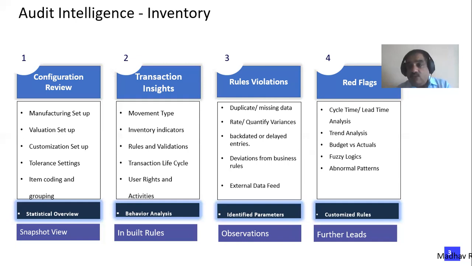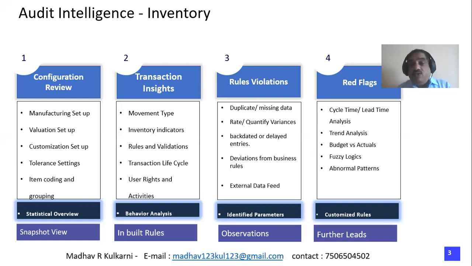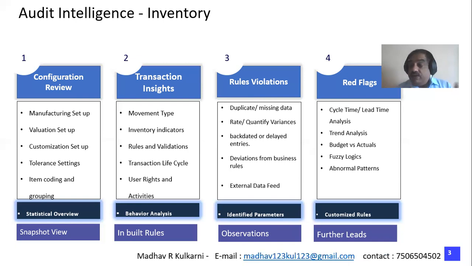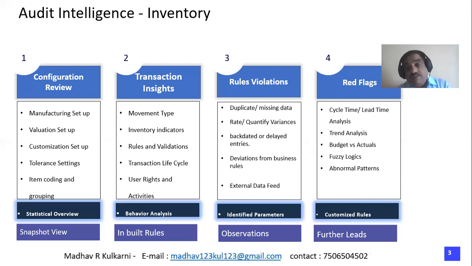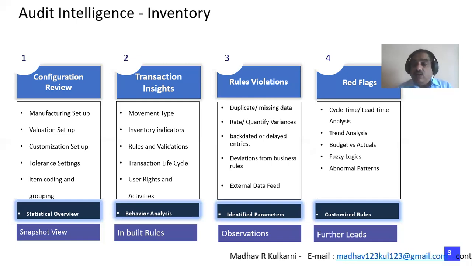It could be cycle time or lead time analysis, which throws up some insights. It could be trend analysis. It could be budget versus actual, as I mentioned to you, and what kind of deviations are happening in terms of consumptions, receipts, and things like that. It could be fuzzy logic, because sometimes you have to compare the data with an 80% match, 90% match criteria, so that you can come to know what is suspicious or the abnormal patterns.